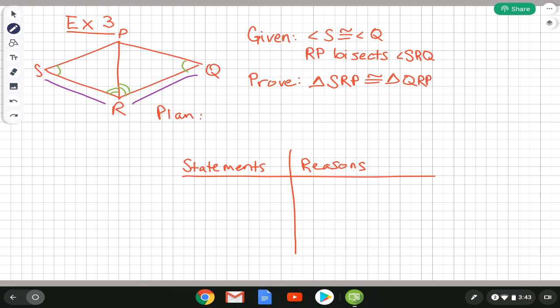So we need to look at our triangle first. We see that the corresponding angles that we're looking at are angle S and angle Q. That's one pair. And in the figure, it's marked that SRP and QRP are congruent. We're going to be able to get that from the fact that RP bisects angle SRQ. So we'll want to state that first. So our plan is to state that angle SRP is congruent to angle QRP.